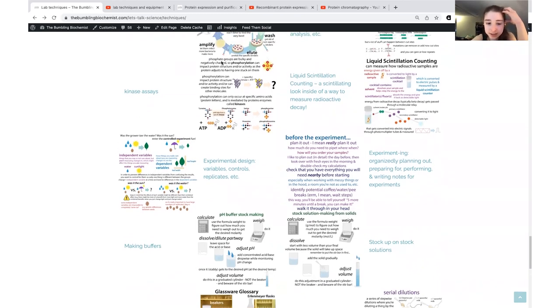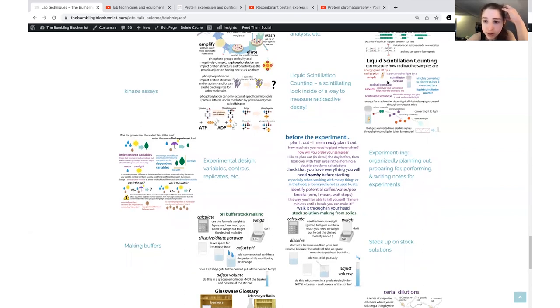Another experiment that I did a ton of in my PhD was a kinase assay. Kinases are proteins that add a phosphoryl group, this big bulky phosphate, onto things. I was studying a protein kinase, so it was adding a phosphate group from ATP onto a protein. If you want to measure that, one of the ways is to use radioactive ATP where this phosphorus is radioactive. Now the things that get phosphorylated are going to be radioactive, and you can measure that radioactivity.